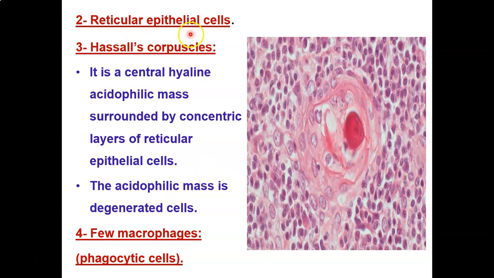Number 2, reticular epithelial cell. And the reticular epithelial cells in the medulla form a reddish structure, an acidophilic degenerated structure, called Hassall's corpuscle. Hassall's corpuscle is an acidophilic hyaline mass. Acidophilic means what? It means red. Surrounded by concentric layers of reticular epithelial cells.